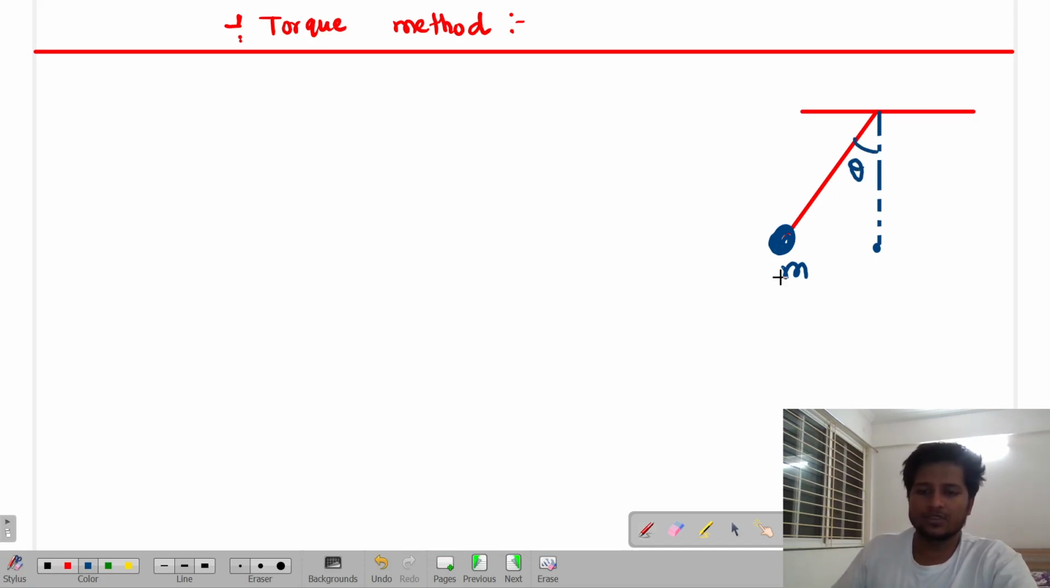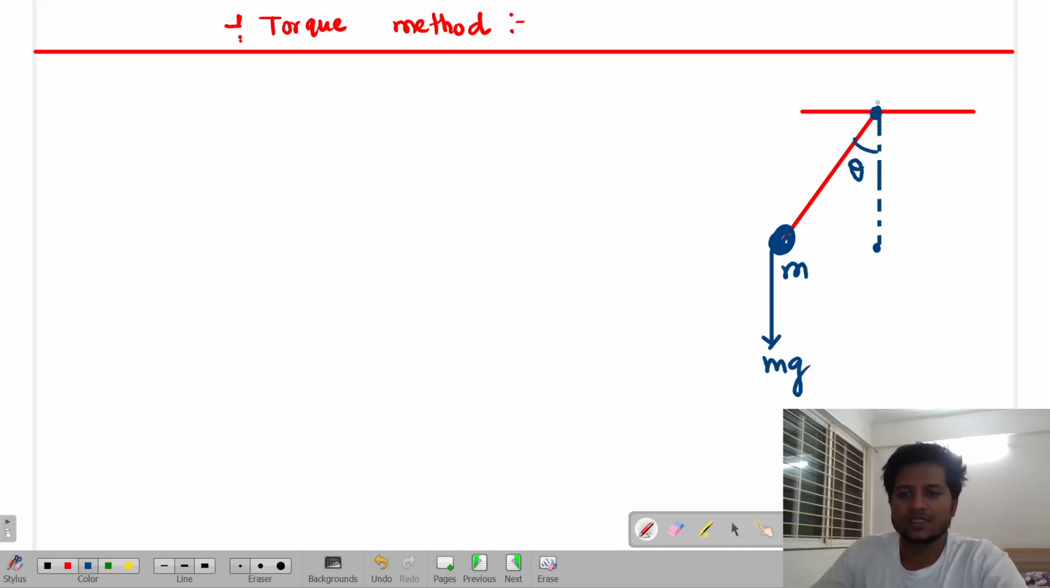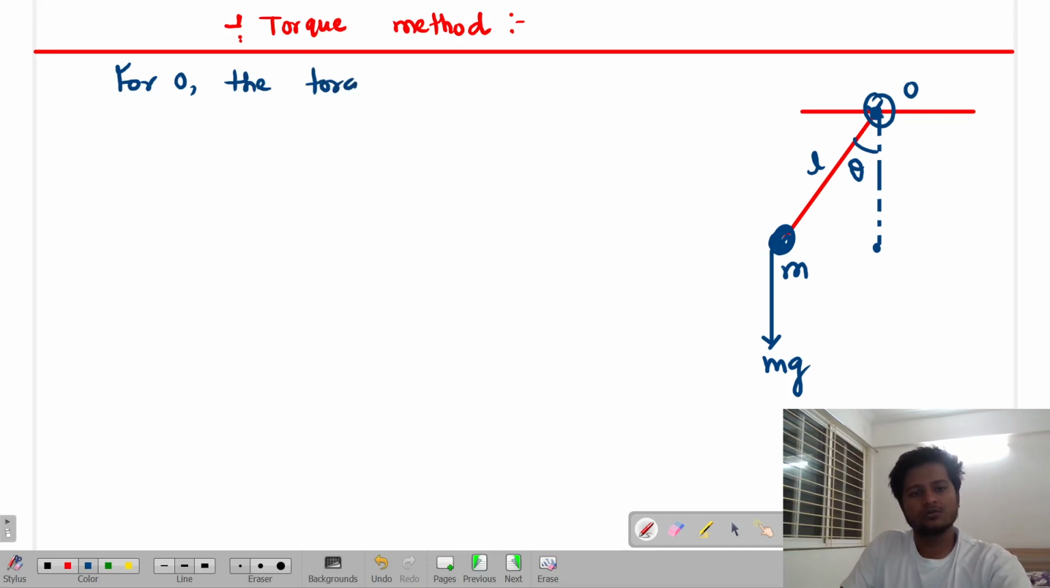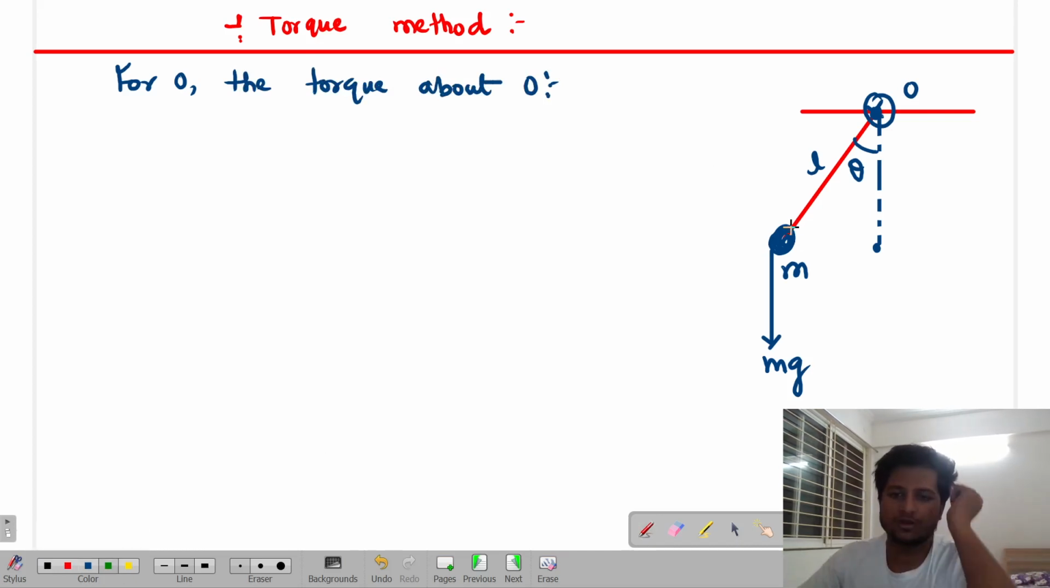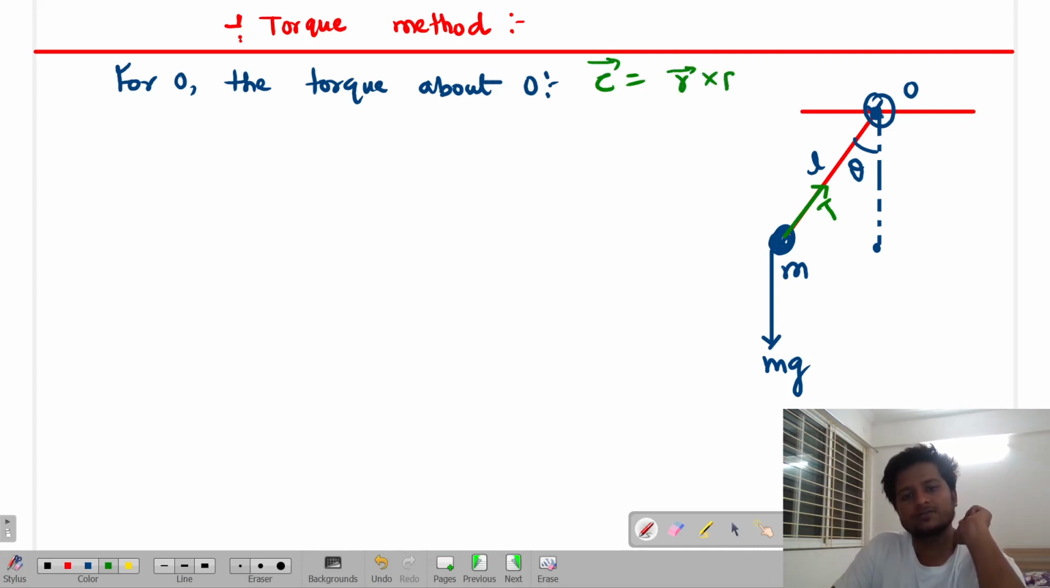Then this m has two components. I can write it as mg. Now look over here. If this is my axis of rotation O, and the length of the thread is L, what is the torque about O? Can you tell me? The better method is through torque, because the tension is along the direction of the radius. Torque is given as tau vector equal to R cross F, which is R into F sine theta.